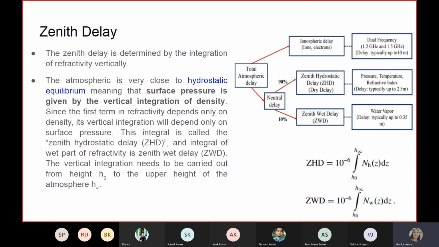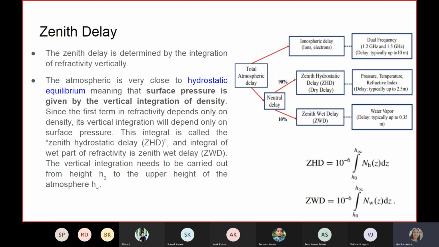Okay, so zenith delay, you understand, the true delay that is happening is obviously in the line of sight from the satellite to the receiver. It is inclined, it is known as slant delay, and when we project the slant delay into the zenith direction, we obtain the zenith delay.